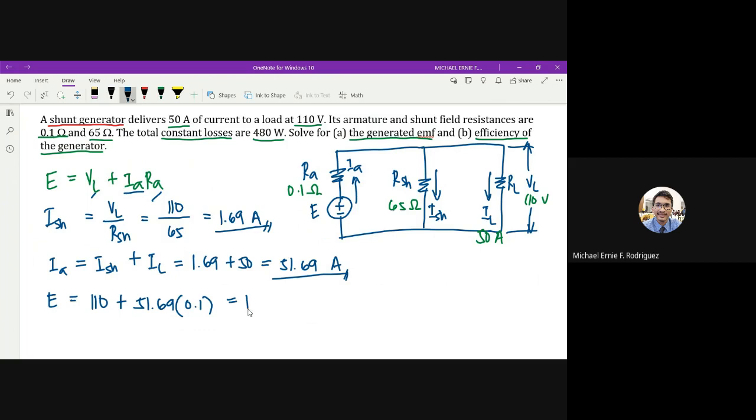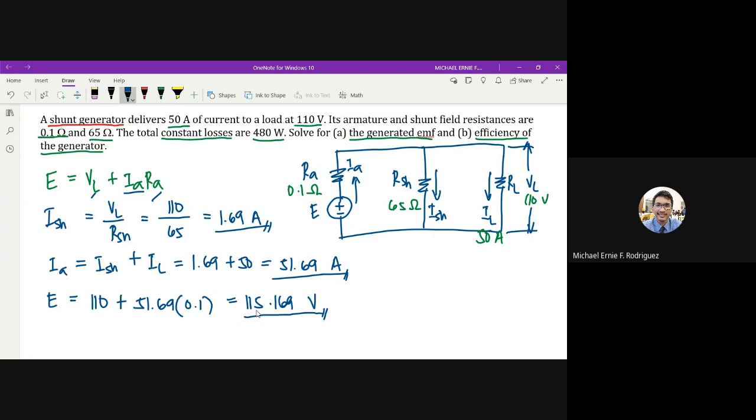So, 115.169 volts. Okay? So, yan na yung ating generated EMF. Okay? May tanong kayo before we proceed to the next? Pag-solve ng efficiency? Wala po, sir. Okay naman. Okay. Sige. Malinaw naman. Sige.